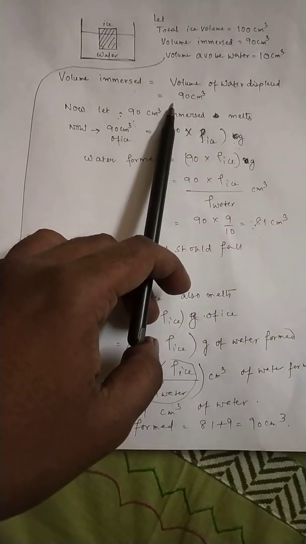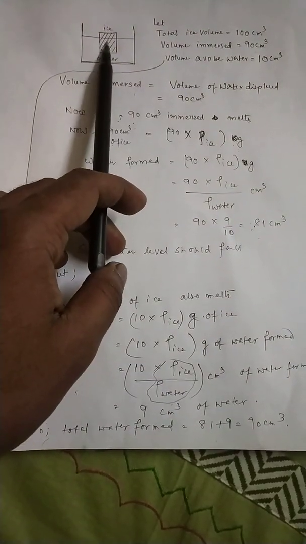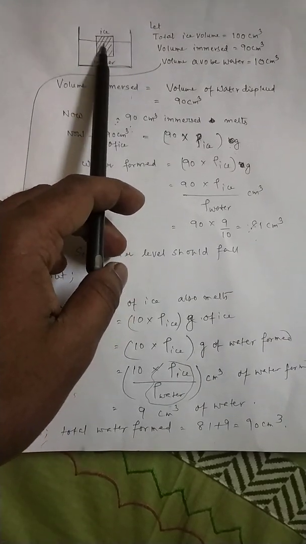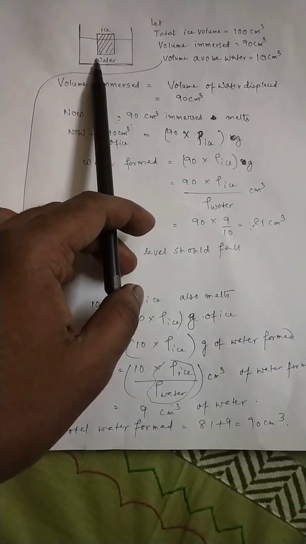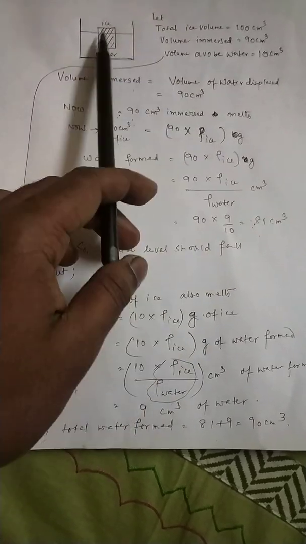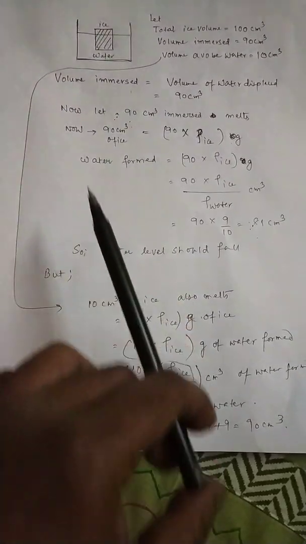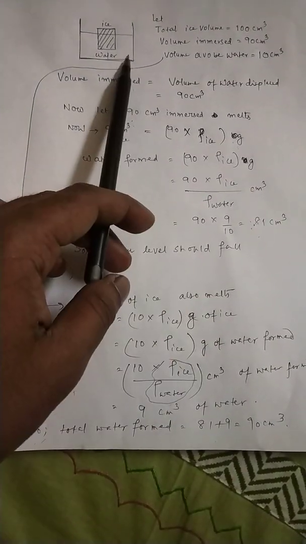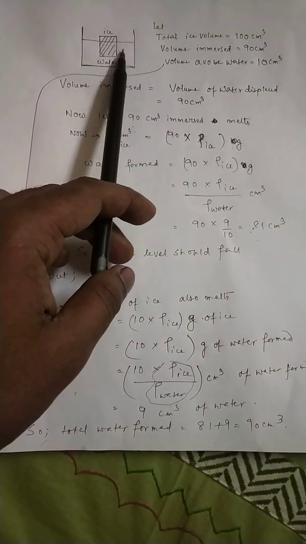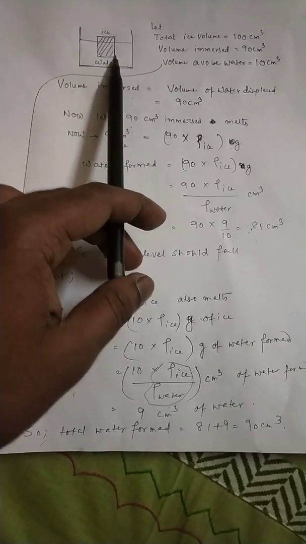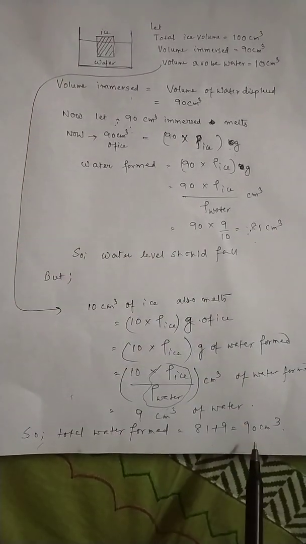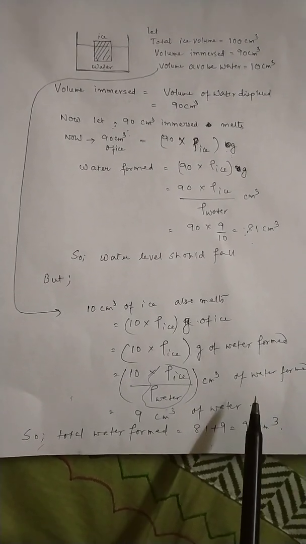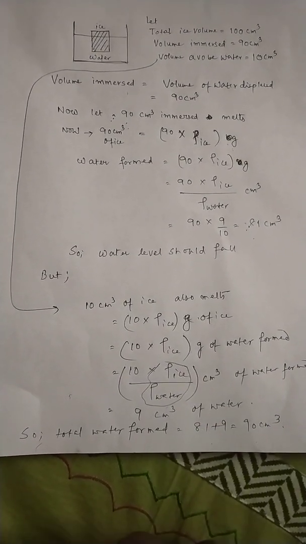How much extra volume of water did you see due to the ice that has been put into water? 90 centimeter cube. After the total ice is melting, how much water are you getting? 90 centimeter cube. So previously the level rise due to immersion was 90 centimeter cube. After melting, how much water are you getting? 90 centimeter cube. So should the level rise? No, the level will remain the same. So that is the reason.